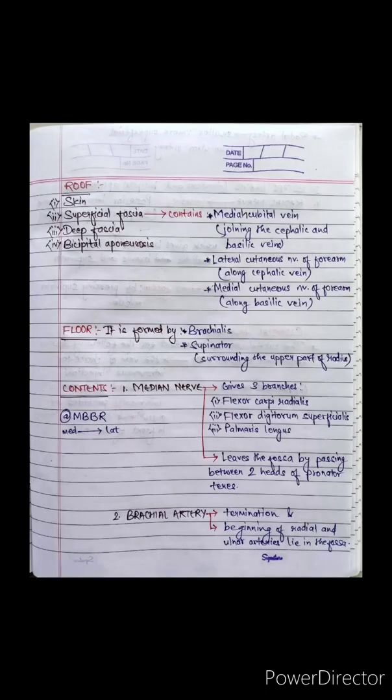Now let's talk about the roof of the cubital fossa. So the roof of the cubital fossa is formed by skin, superficial fascia, deep fascia and bicipital aponeurosis. The superficial fascia contains median cubital vein joining the cephalic and basilic veins, lateral cutaneous nerve of forearm along cephalic vein, and medial cutaneous nerve of forearm along basilic vein.